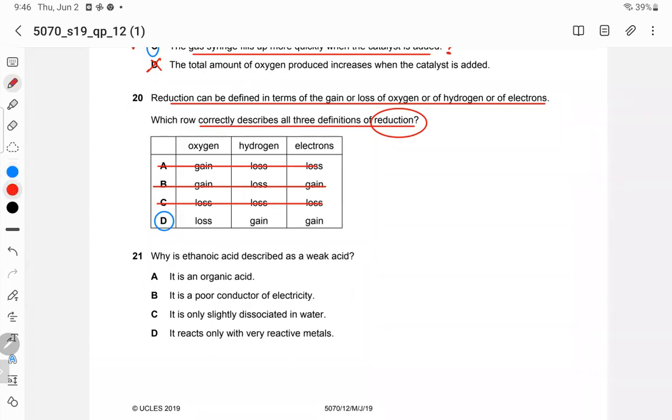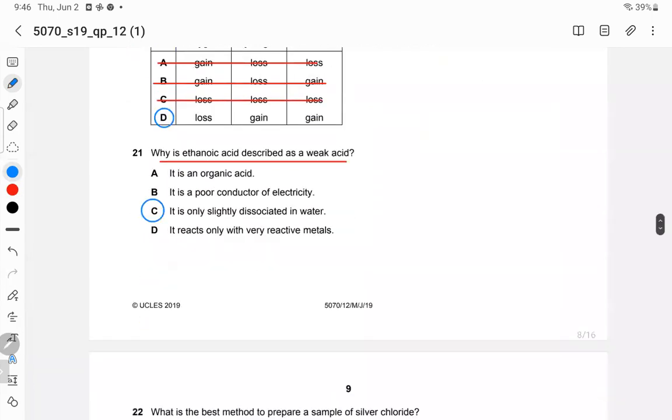Question number 21. Why is ethanoic acid described as a weak acid? Who can tell me the answer? C, sir. Very good. It only slightly dissociates in water. So C is the correct one.